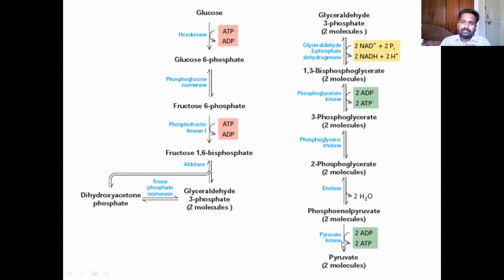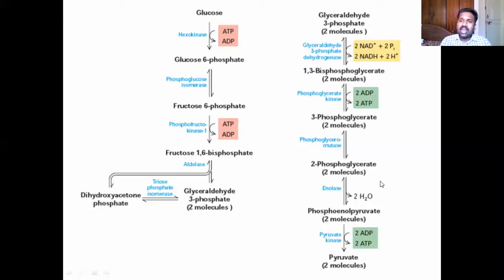Now let us calculate the ATP yield of this glycolysis. How many ATPs are used in the glycolysis? Yeah, somebody can answer this question. How many ATPs are used in the glycolysis? 2 ATPs. Good, yeah. Which are those steps in which 2 ATPs are used? The very first step, glucose to glucose 6-phosphate, and the third step, fructose 6-phosphate to fructose diphosphate.